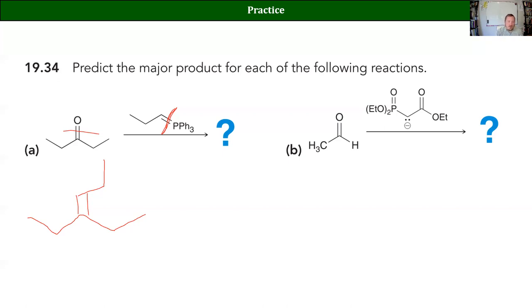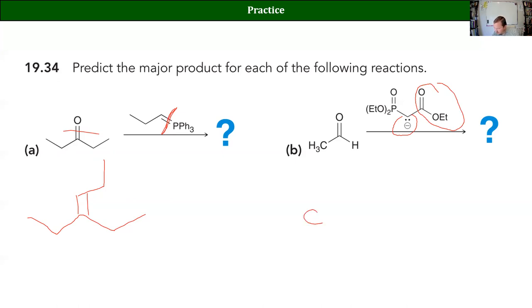In B, the Wittig reagent looks a little different, but we still have a carbon bound to a phosphorus, and that carbon's going to act as a nucleophile. So that's the carbon that's going to get attached where the carbonyl oxygen was, and it's an electron withdrawing reagent. This group over here is electron withdrawing, which means we get the E stereoisomer, where we wind up with things on opposite sides.